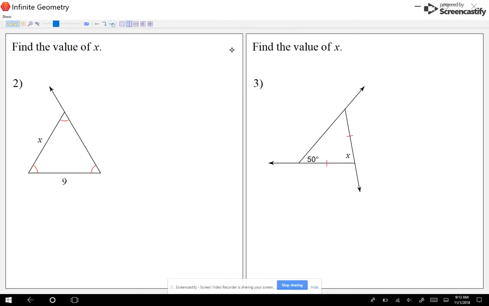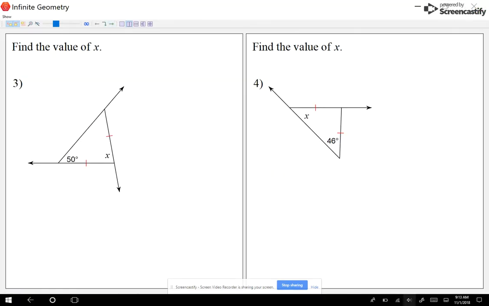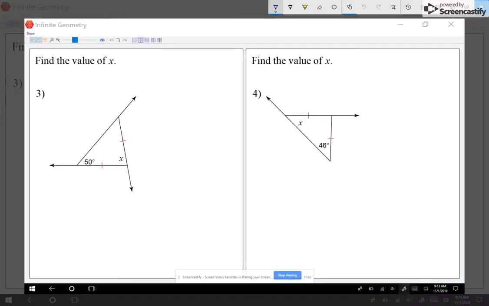Let's take a look at question number 3. Remember, two sides are equal. That means two angles are equal. I see that this side and this side are equal, right? I see the mark that I have there. So that means that the two angles that are equal are these two angles. One of them is 50, and I'm going to say the other one is 50 as well.